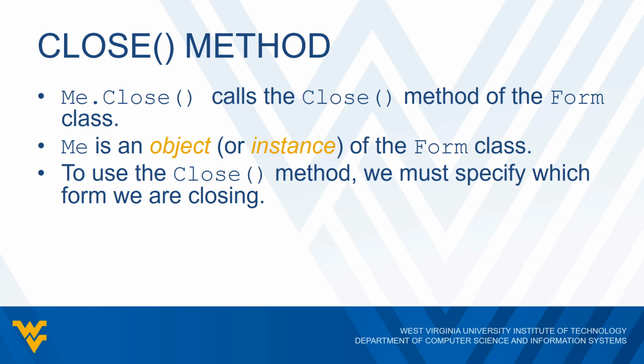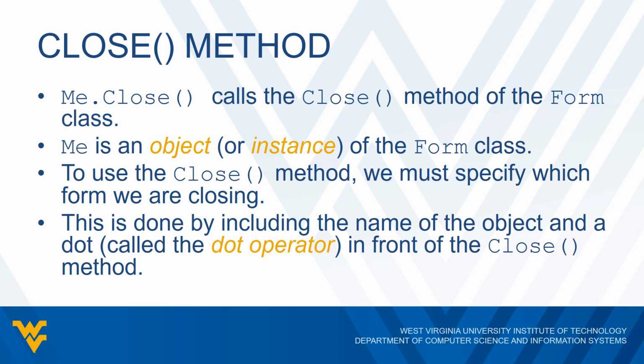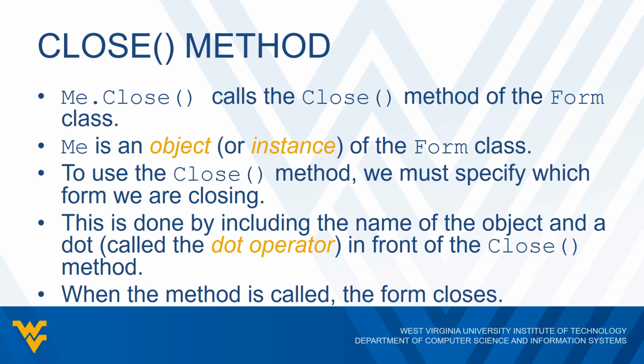So the way we do this is pretty much like what we do in Java. We would include the name of the object, a dot, which is called the dot operator, and then we would have our close method. So that's why we would have me, which is the name of our object, the dot, and then the close. And notice here that both me and close are capitalized. As I mentioned before, Visual Basic likes to have everything capitalized for whatever reason, so we just go along with it. But whenever we enter that and execute it, our current form, whichever form that me is associated with, will close.